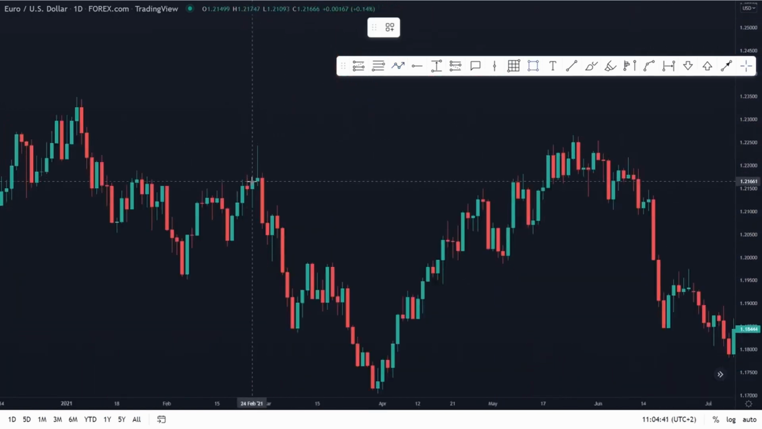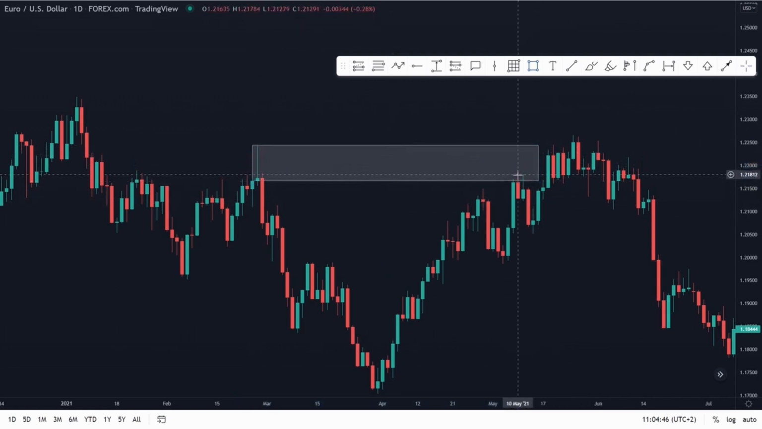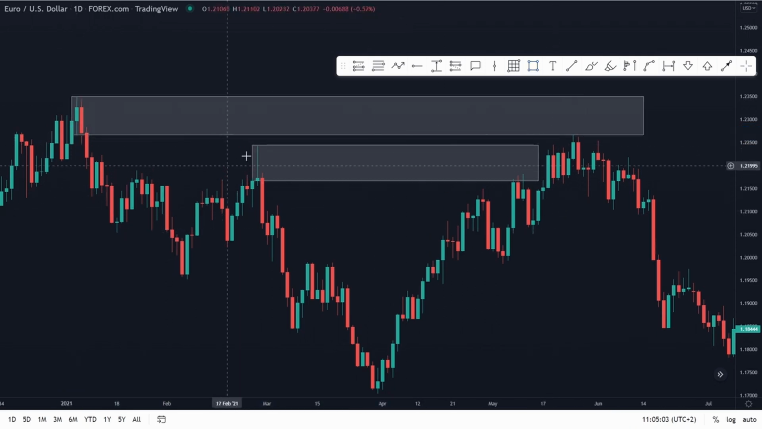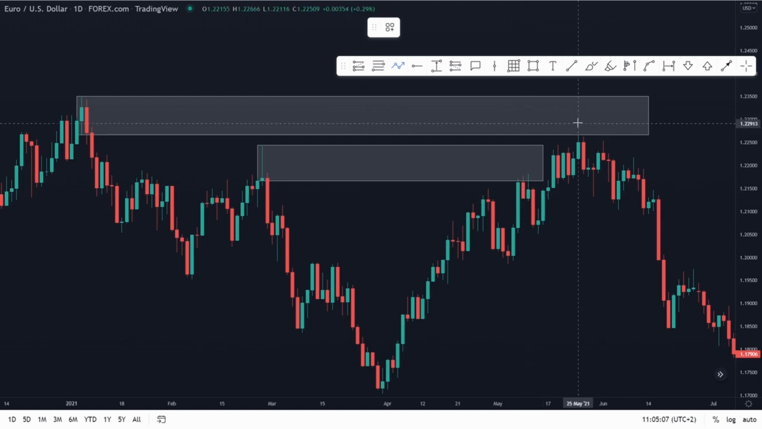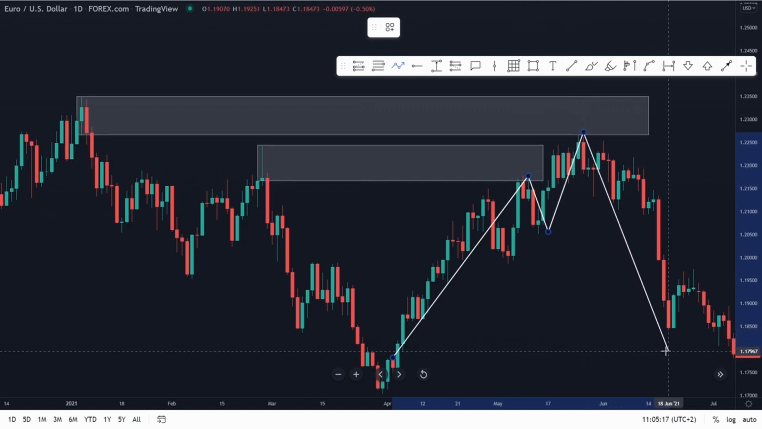So as you can see, this is your zone over here, which dropped the market a little bit. We have our zone here again. The market pushed through this one, dropped a little bit, and then didn't respect this one, and then pushed higher to this one, and then the market pushed lower.